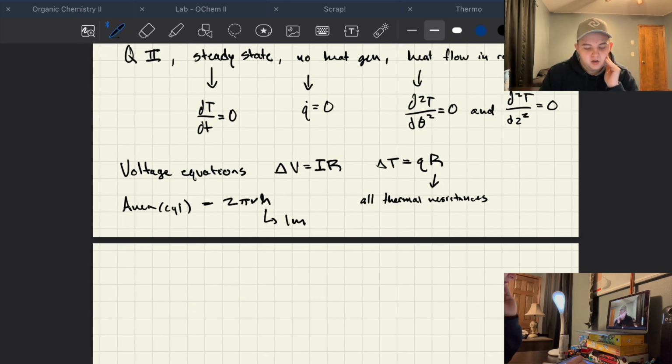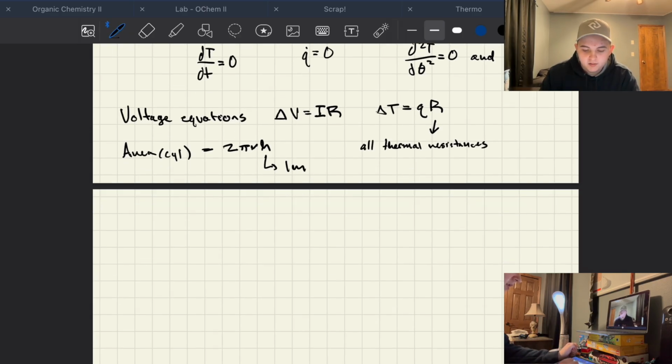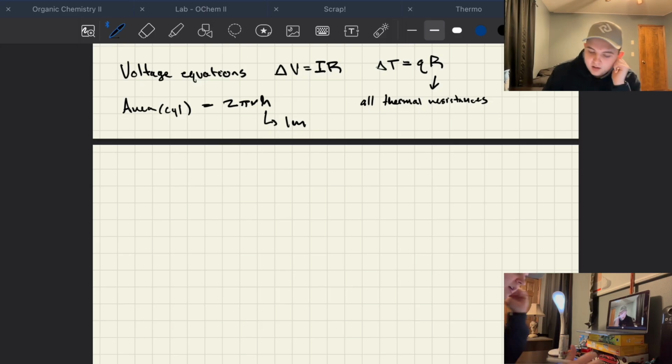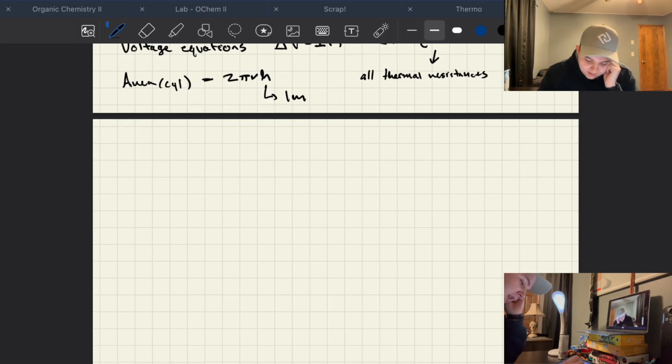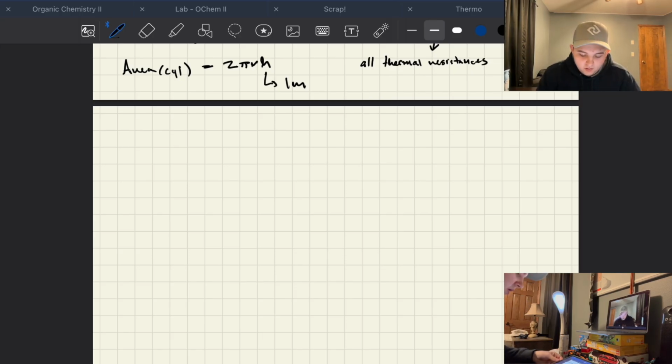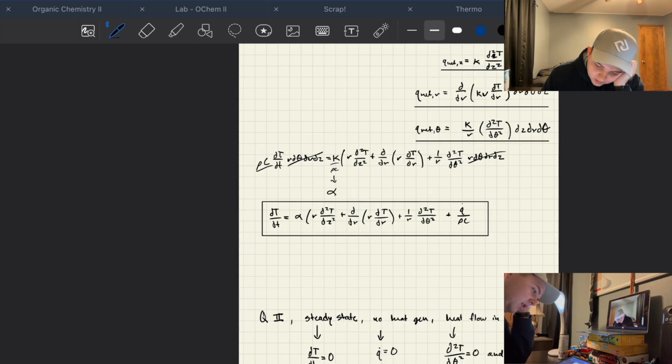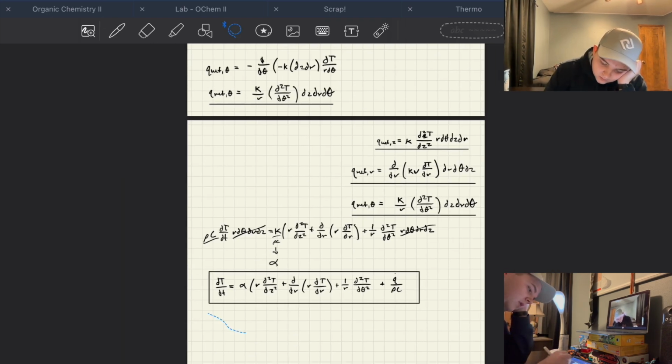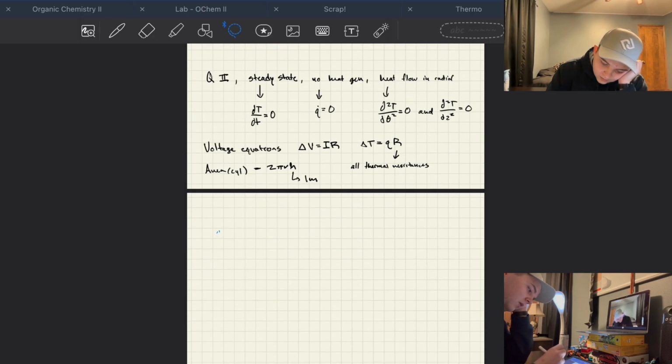And then I also wrote out our voltage equations, which are V equals IR and delta T equals QR, where R is all our thermal resistances. And then here I just have the area of a cylinder, assuming height is 1 because it makes it easy. So we can move on to writing out, so let's simplify everything above. Why not? This will help. Copy this down.